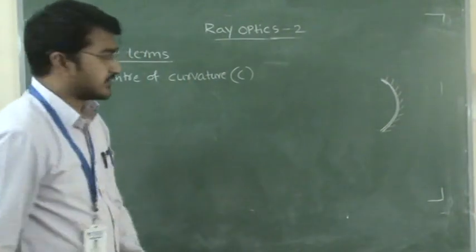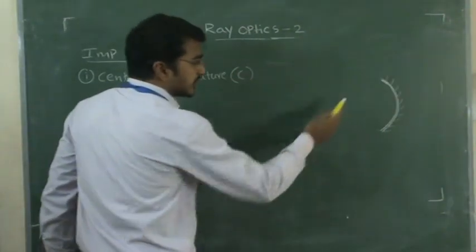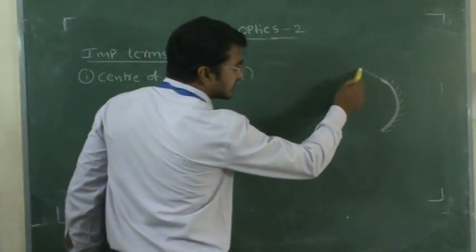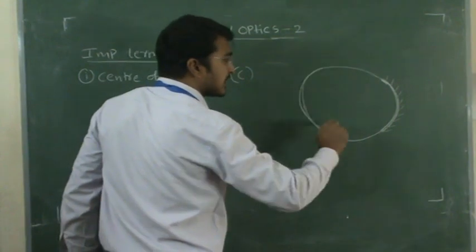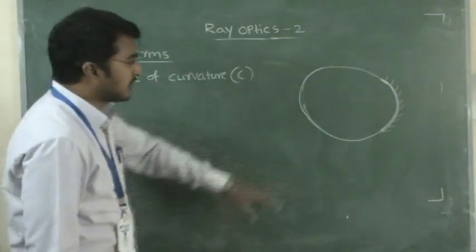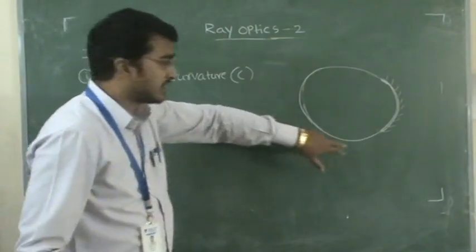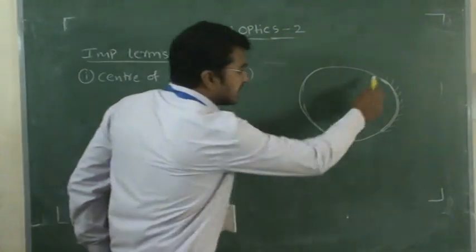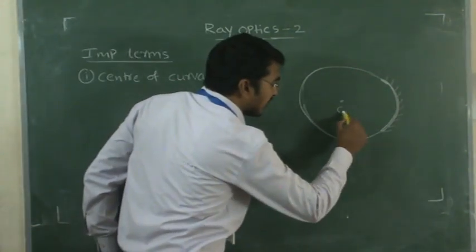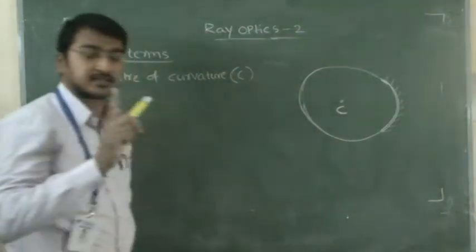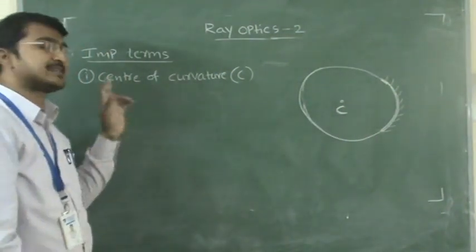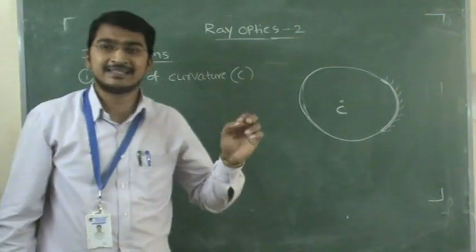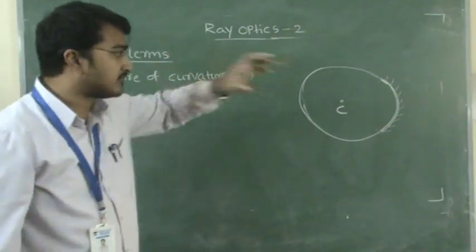What is center of curvature? So this is a curved shape, right? If you extend these ends, it forms one sphere, right? It forms the sphere. So this is the curvature and this forms the sphere. The center of the sphere we call the center of curvature. Remember it. What is center of curvature? The center of the sphere.